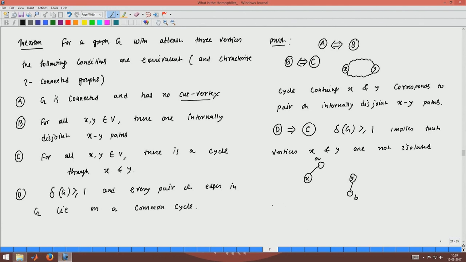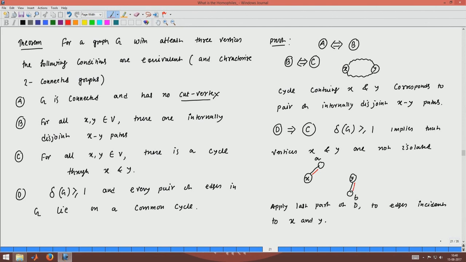Now, we apply D implies C. We apply the last part of D, which says that every pair of edges in G lie on a common cycle. So, apply the last part of D to the edges incident to x and y. The edges incident to x and y are these two edges.